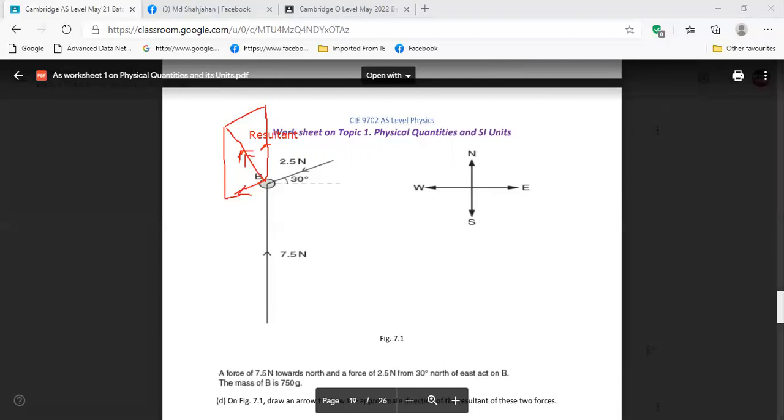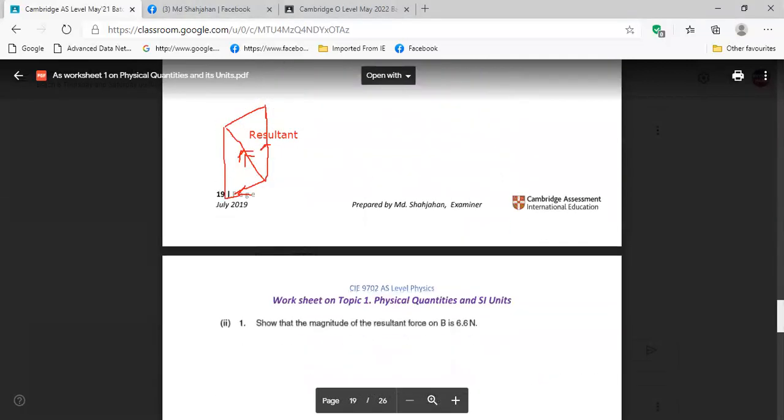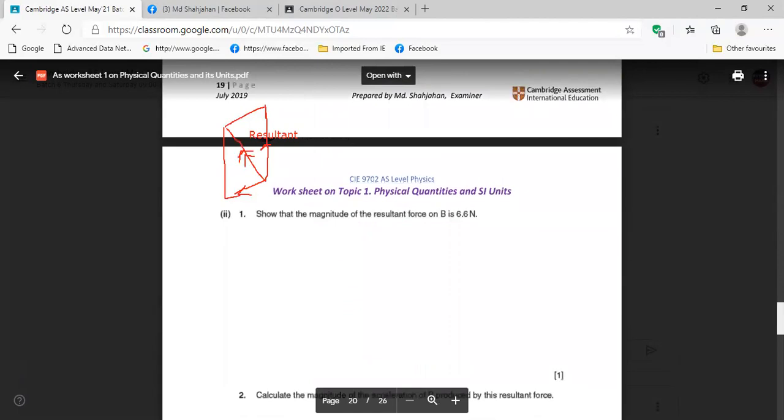Now let's do the rest of this question. What are they saying? Can you read this? Please. Show that the magnitude of the resultant force on B is 6.6 Newton. Now, here we have to draw the scale diagram. Show that the magnitude of the resultant force on B is 6.6 Newton.